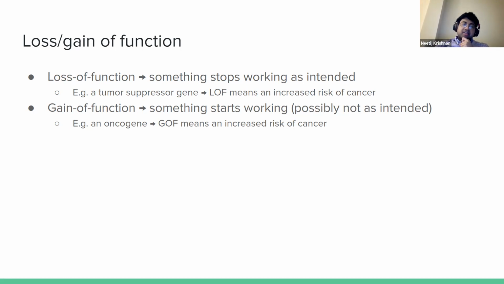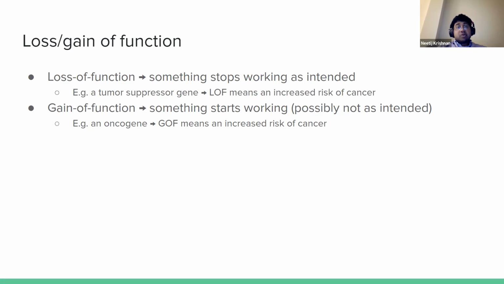Okay, so let's say you inherit a defective P53 gene from one of your parents. Your other one is fine. But let's say that other one acquires a loss of function mutation. Now you have no P53 in those cells, and now you have a significant risk of cancer. Now, a gain of function is when something starts working in a certain way, possibly not as intended. So for example, an oncogene, if you have a gain of function, that might result in an increased risk of cancer.